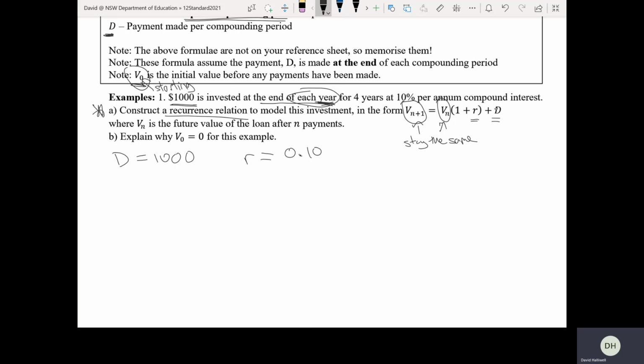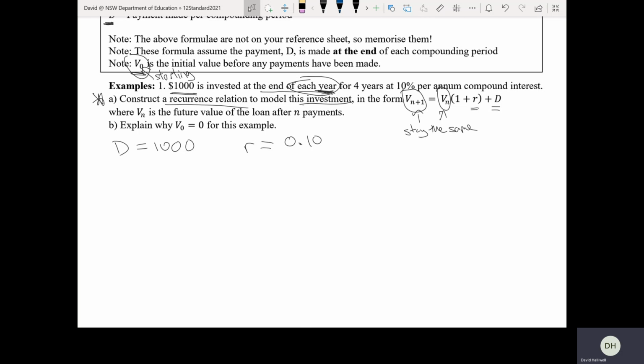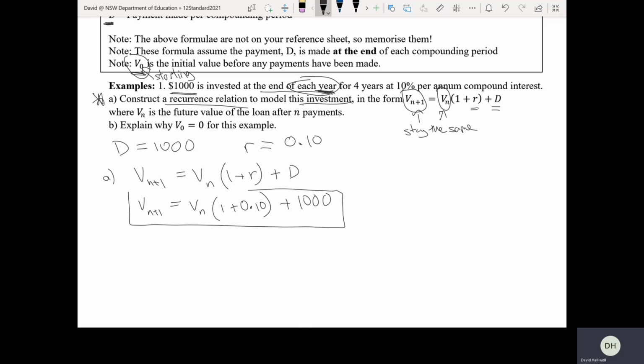Okay, by the way, this is a plus D because this is an investment type question. If it was a withdrawing type question or a loan type question, it would have a minus D at the back instead. So what we're going to do is write down the formula. Vn+1 equals Vn(1 + R) + D. And now I'm going to substitute in. For R, I'm going to put 0.10, and plus D is plus 1,000. So that there is the answer to that particular question.